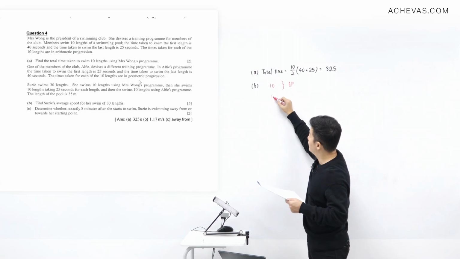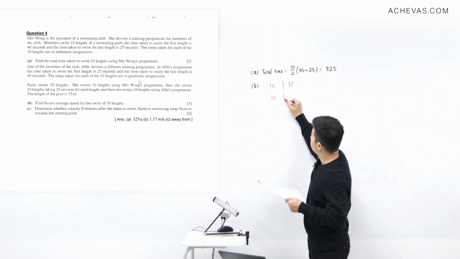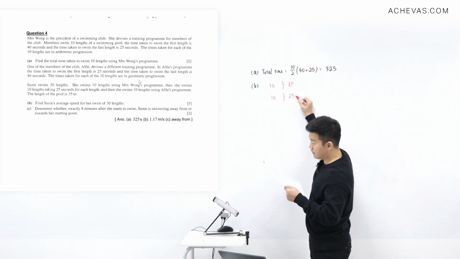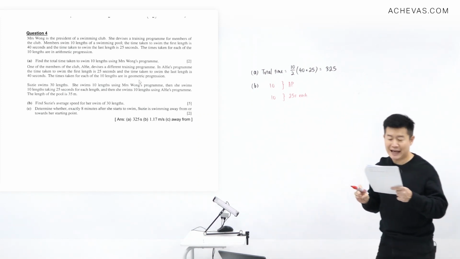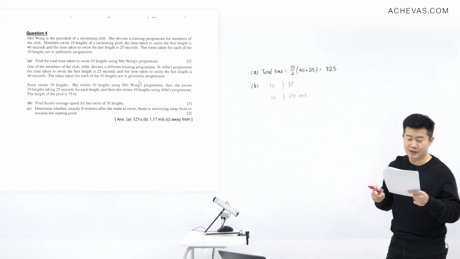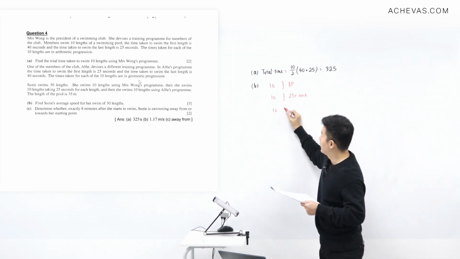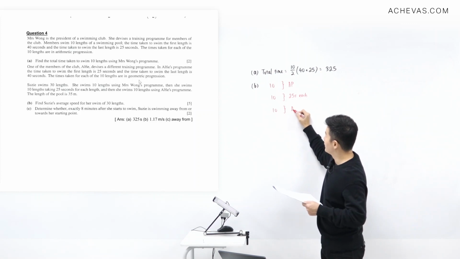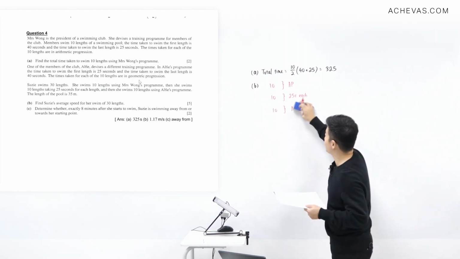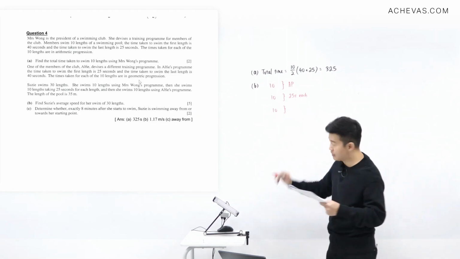So for the next 10, it is going to be 25 seconds for each length. And for the last 10, Susie is going to be using Alfie's program. Alfie's program follows a geometric progression, a GP. So let me write it down here also.